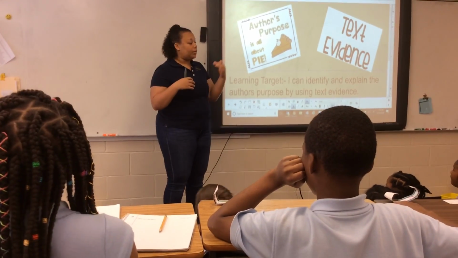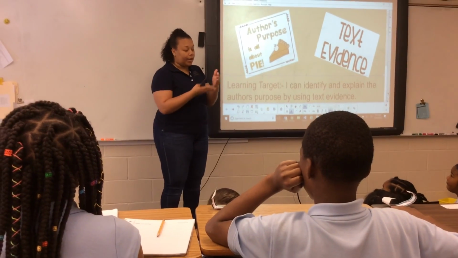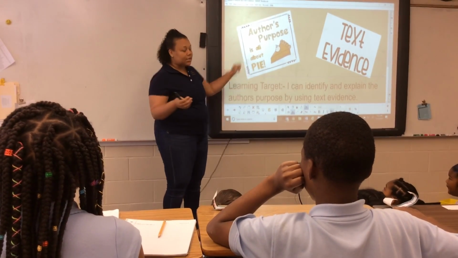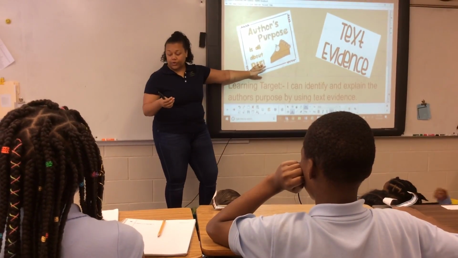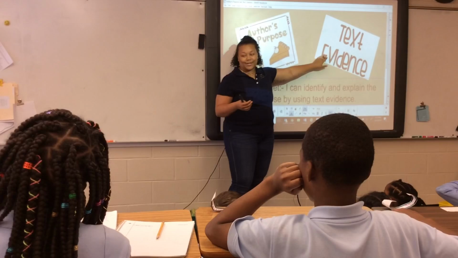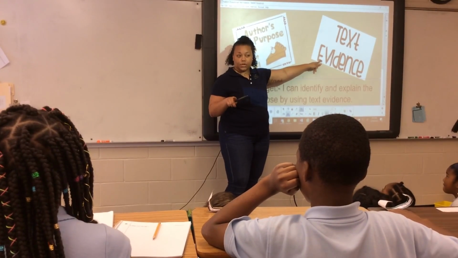So it's just like how when we talk about main idea, you have the main idea, but then you need to back it up with details, right? It's the same thing with author's purpose. We first need to identify what the author's purpose is, and then we use text evidence to prove that. Make sense? Any questions on that?